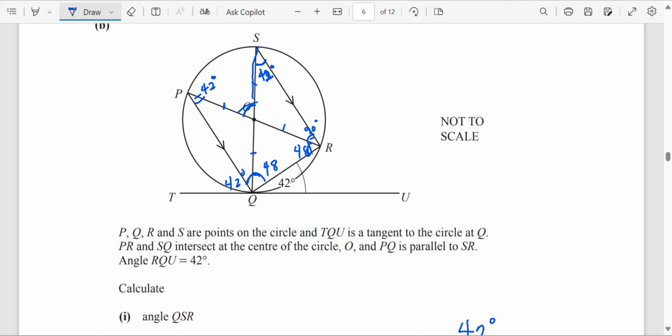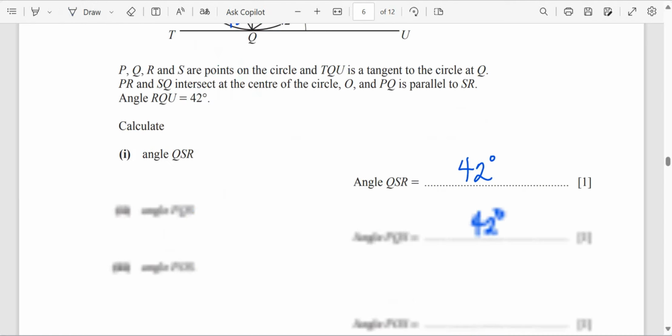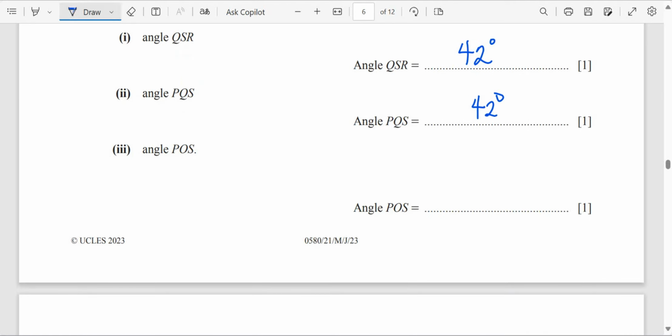Why would this be 48? Remember, I have radius. So using my knowledge of sum of angles in a triangle, you have this place to be 84, and this would also be 84 because they are vertically opposite. So our answer here is 84 degrees.